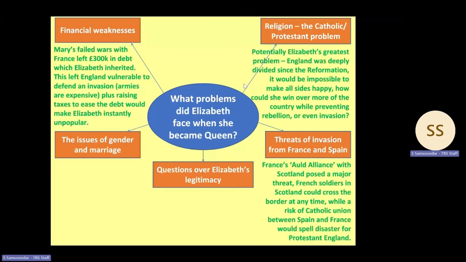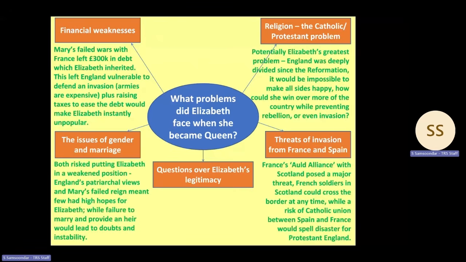And probably the fact that she was in huge debt, so couldn't pay for defences, probably contributed towards her making that decision. Not as serious a problem, but it's putting pressure on Elizabeth in the long term, is the issue over gender and marriage. Mary was the first Queen of England.